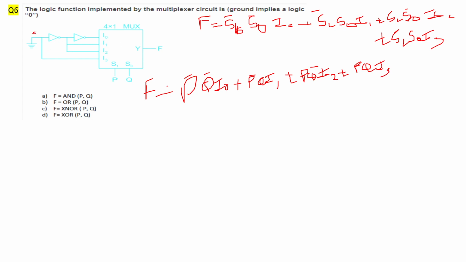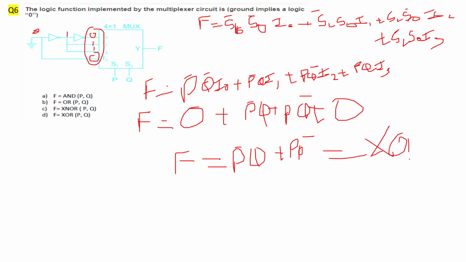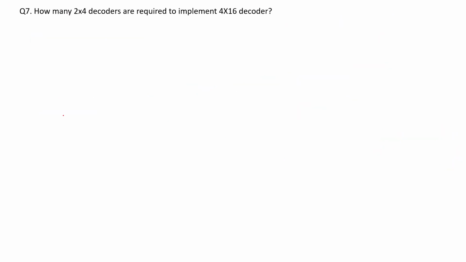Now your I0 is 0. After a NOT gate it will be 1, and after again a NOT gate it will be 0. Your I1 is 1, your I2 is 1, your I3 is 0. Right, 0 1 1 0. You saw this type of configuration previously. It simply is an XOR gate, but let me show. First term will be 0, second will be P' Q, third will be P Q', as I1 and I2 are 1, and fourth will be 0. So F will simply be equal to P' Q plus P Q', that is the XOR operation between P and Q. Option D.